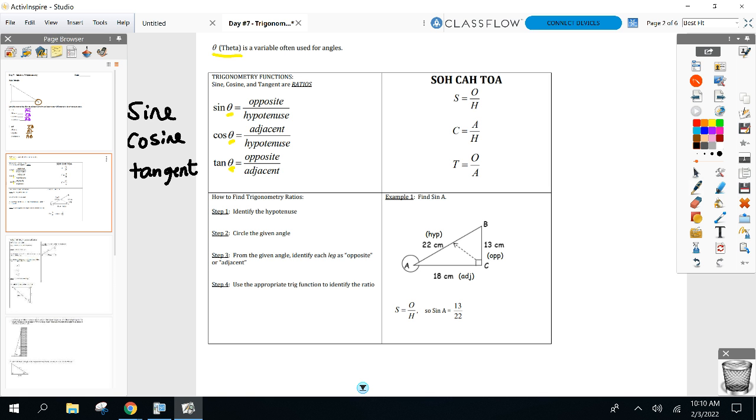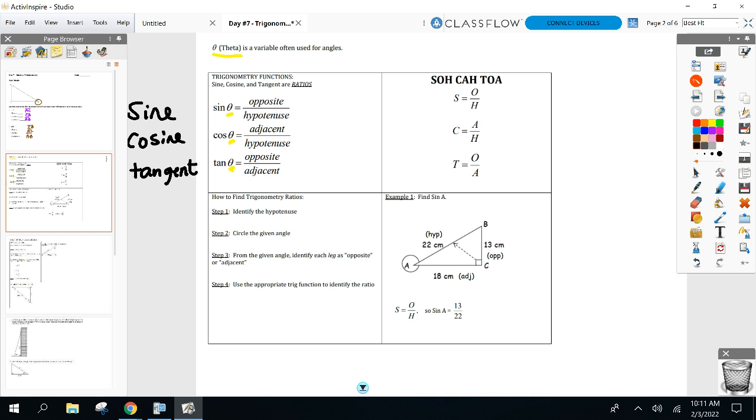Now, if your head's not spinning already, it's going to in a second, because how the heck am I going to remember all this? Like, tangent is opposite over adjacent. How in the world am I ever going to remember all this stuff unless I sit there and memorize it, which I don't want you to. I have a little device to help you remember.